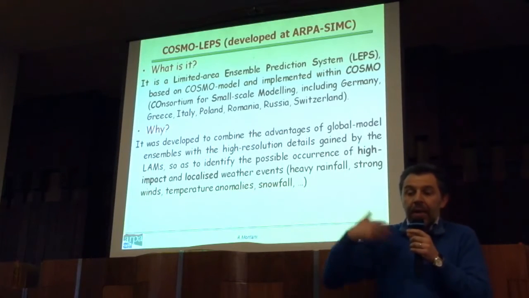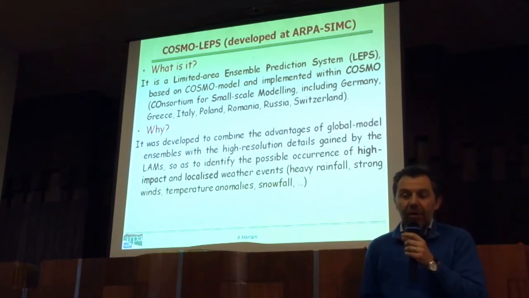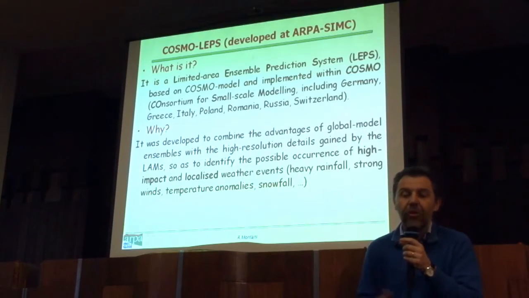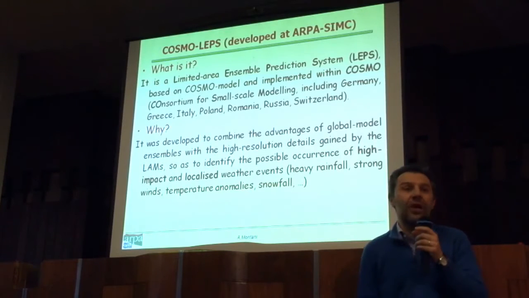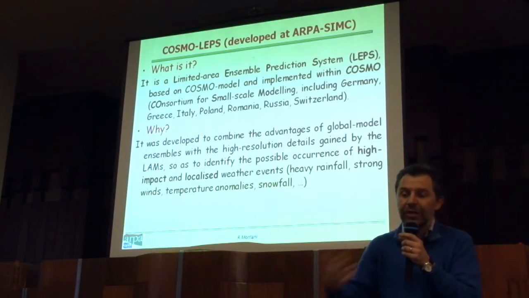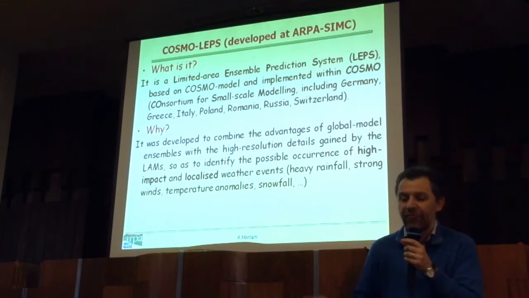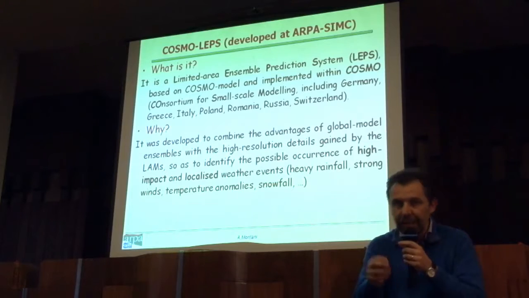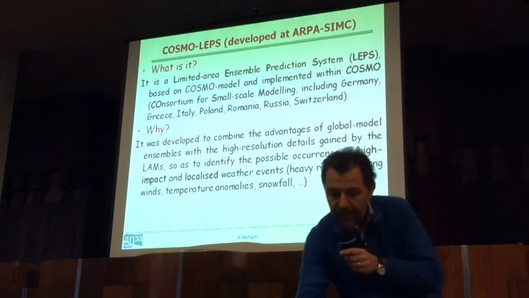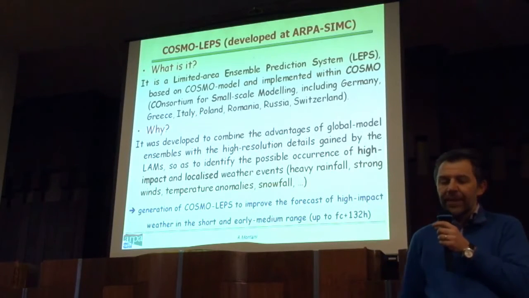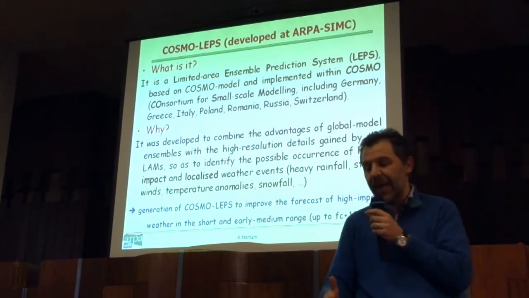The motivation for the development of this system was basically the idea of how we can try to combine the advantages of global model ensembles, which have many members and provide a set of different weather scenarios, with the high resolution details which are needed to identify the occurrence of high impact and localized weather events like heavy rainfall, strong winds, temperature anomalies, snowfalls, cold temperatures over cities, and this type of events. So the idea was to generate COSMO-LEPS just to improve the forecast of high impact events in the short and early medium range, up to day 5.